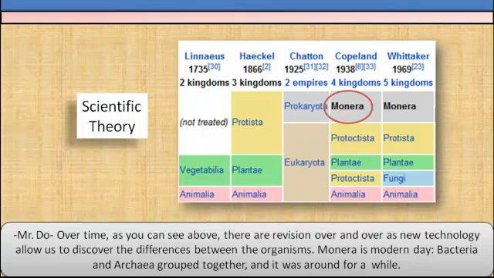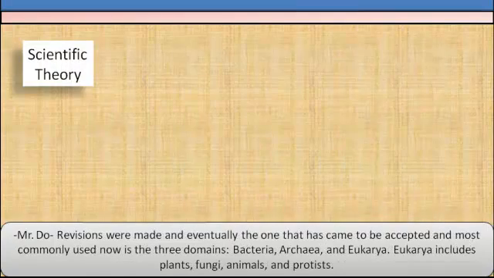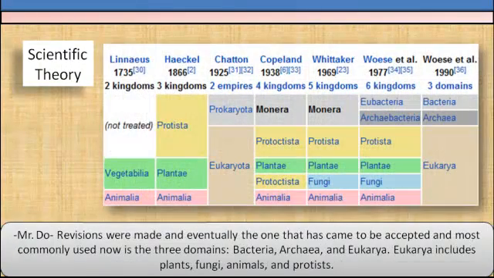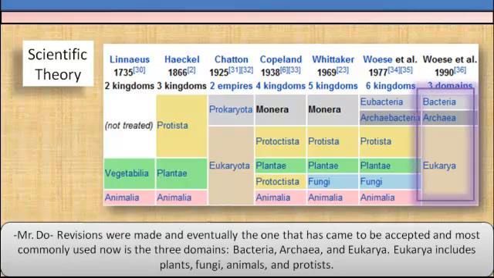Monera is modern-day bacteria and archaea grouped together, and it was still around for a while. Revisions were made, and eventually the last one that has come to be accepted and most commonly used now is the three domains: bacteria, archaea, and eukarya. Eukarya includes plants, fungi, animals, and protists.